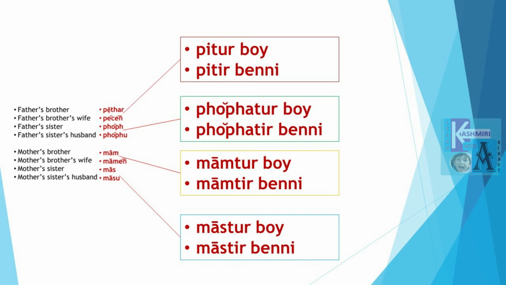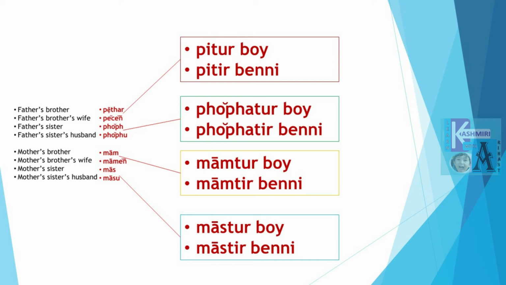The brother and sister for these cousin relationships depends upon whose son or daughter we are describing. For example, the son of Petur and Pechin is Pitur boy. The daughter of Petur and Pechin is Pitur benye. In the same way, the son of Poff and Poffu is Poftur boy, and the daughter of Poff and Poffu is Poftur benye.